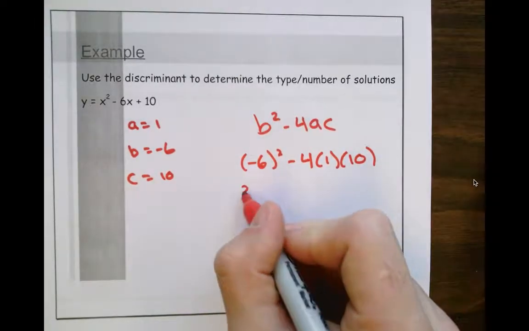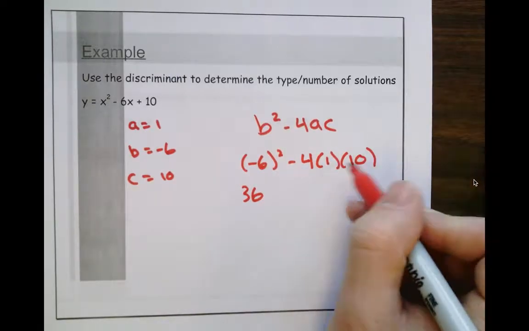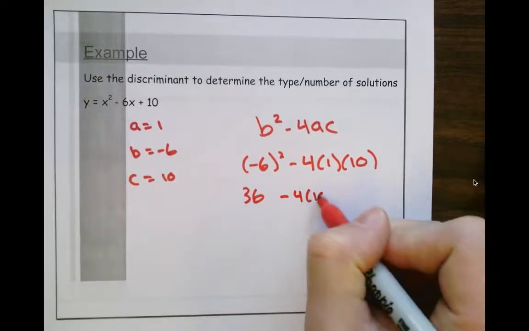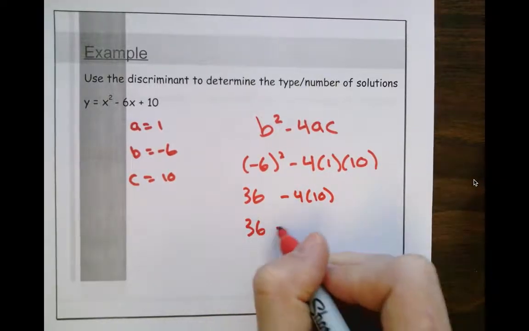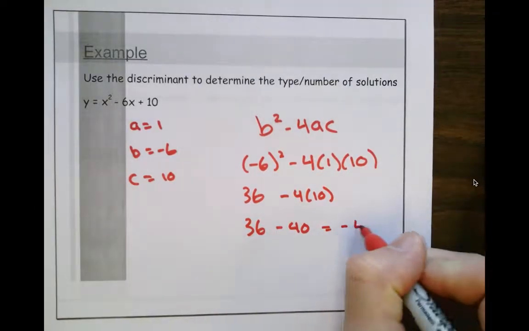Negative 6 squared would be 36. We multiply all of these things together. 10 times 1 would be 10. When I multiply these two, it will give me 40. So I have 36 minus 40. That's going to equal negative 4.